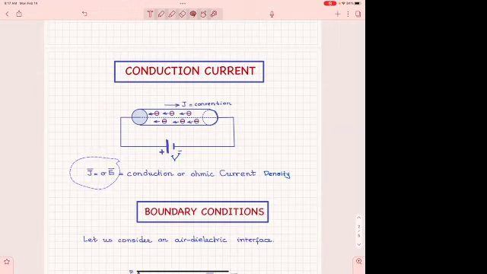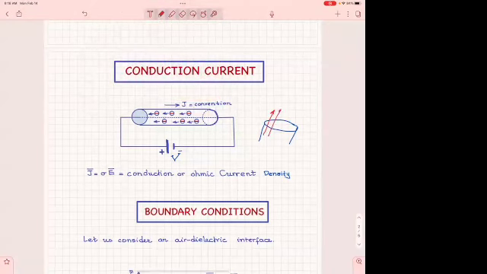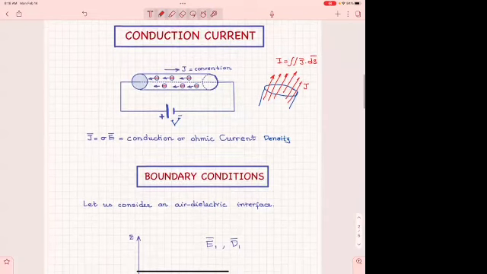Because practically you think that if this is the cross-section of a conductor, let's assume that this is a conductor, the currents flow like this. You have a lot of filaments that make the total current, and each one of them has a current density, but the total current will be the surface integral of this current density on the surface, the cross-section of the conductor. We'll see this again, but now we just introduced the conduction current.